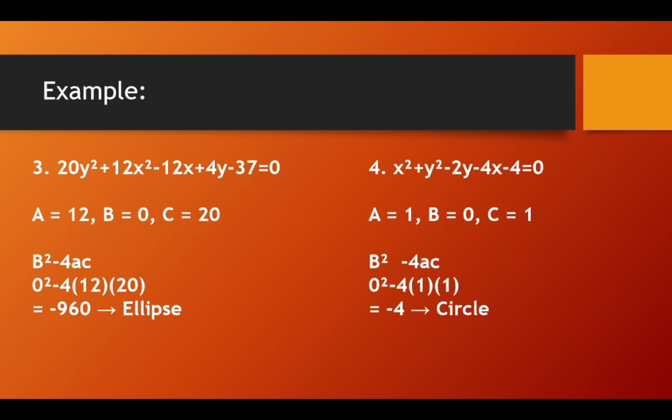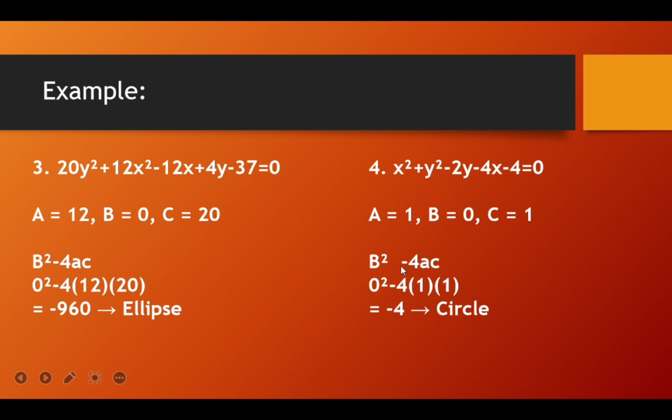In number 4, we have the given equation x squared plus y squared minus 2y minus 4x minus 4 is equal to 0. Identify the a, b, and c. So a is 1. We don't have xy, so b is equal to 0, and c is equal to 1.